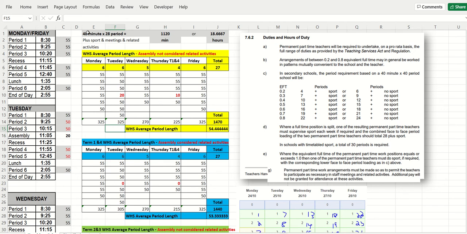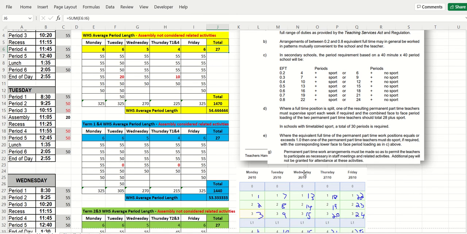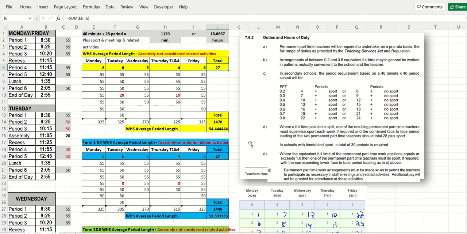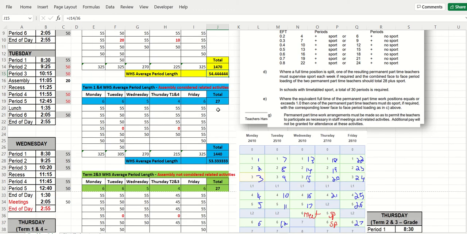So what I've done is I've taken this, I've done 40 times 28. That's 1120, our weekly, which will then double for fortnightly teaching time. I then calculated our teaching time each week, as you can see here, to figure out our average day. So 27 periods, I've counted the periods here on our PXP timetable, and that's our absolute maximum teaching time.